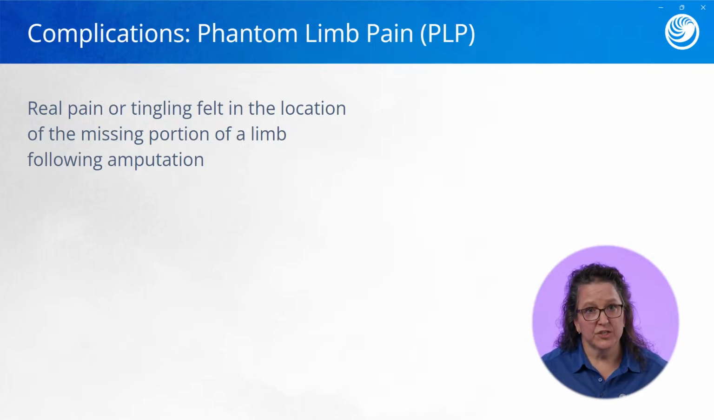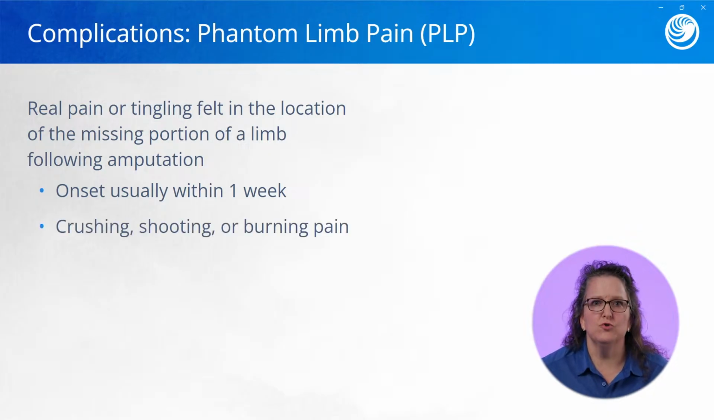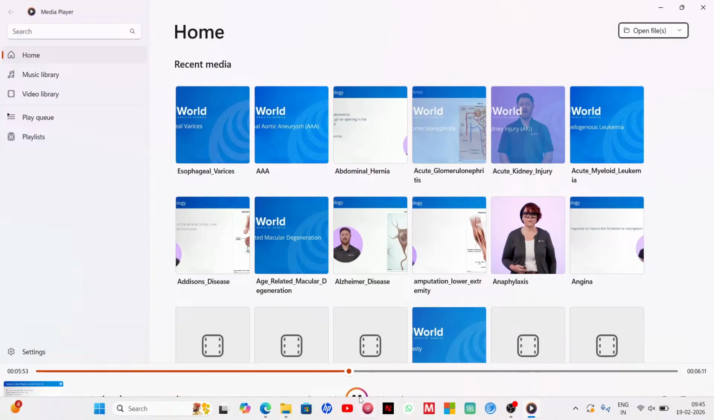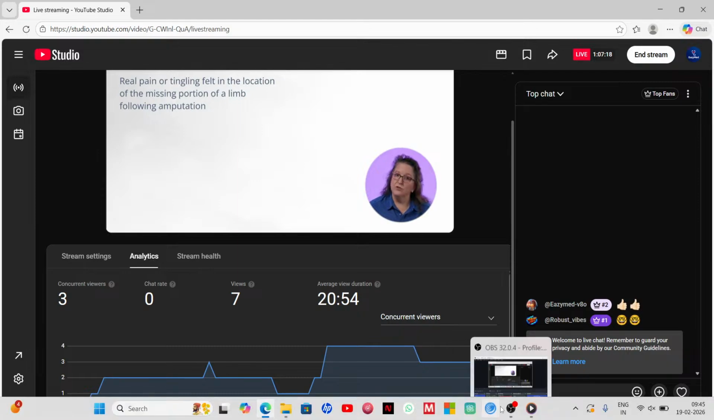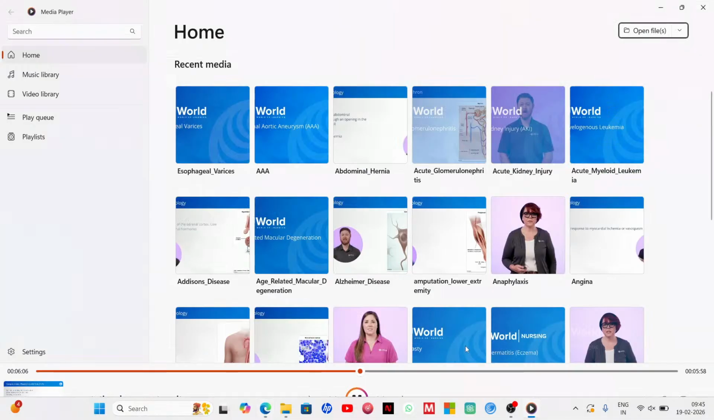This normally starts within 1 week of the amputation, and clients will feel crushing or shooting or tingling or sharp or burning pain. They may even feel heaviness or coldness in that area that has been removed. For these clients, sometimes that phantom limb pain will eventually subside, but for other clients, it becomes chronic.